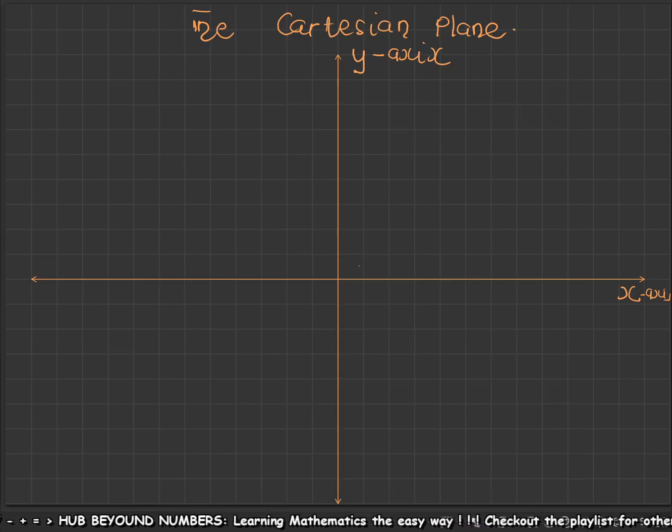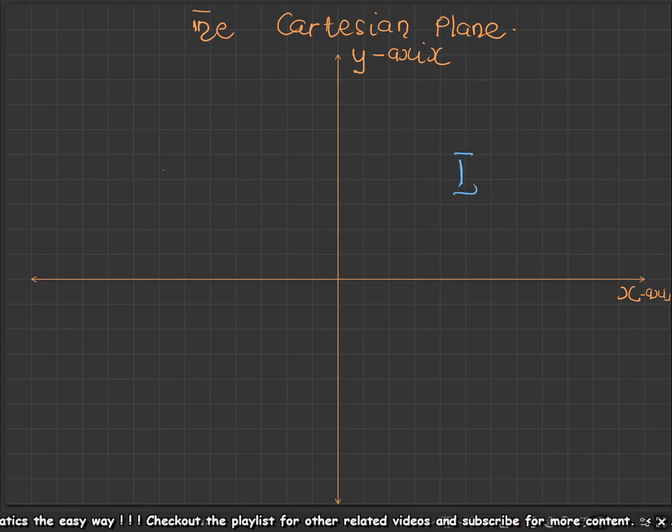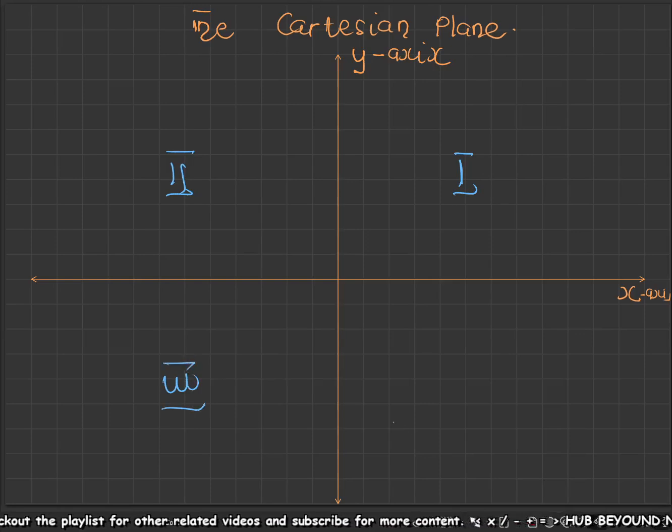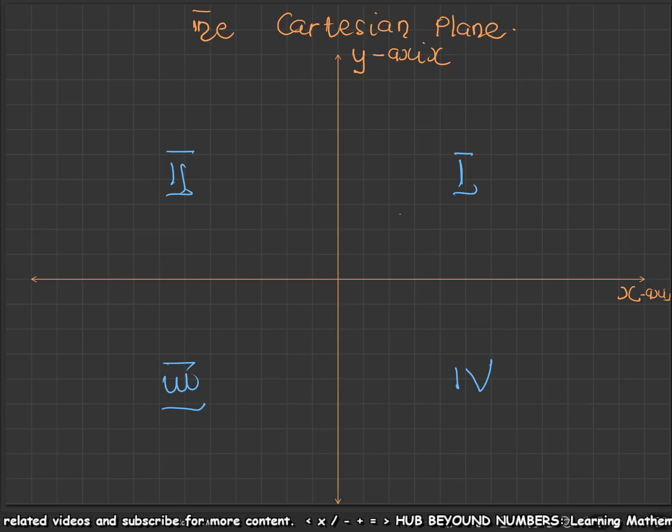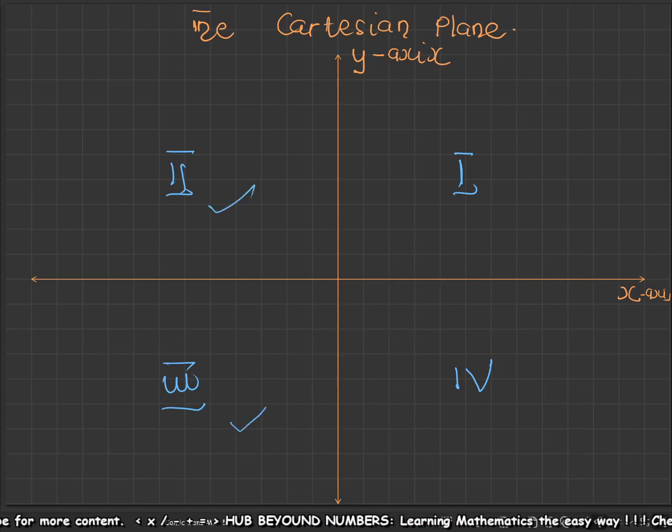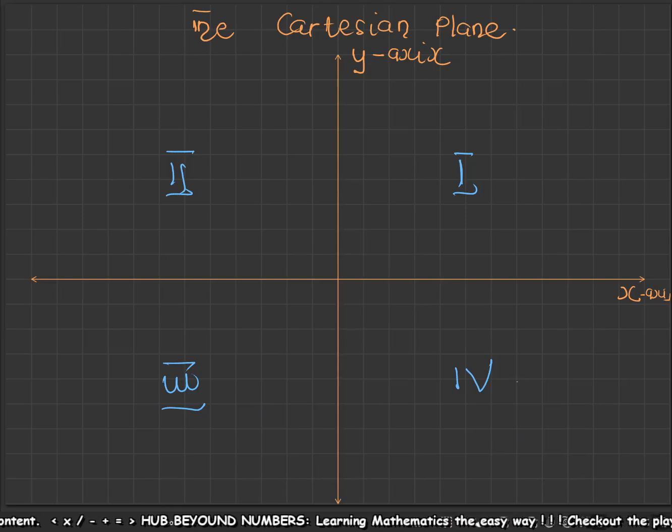Now, the plane is divided into 4 quadrants. This here is your first quadrant. This here is your second quadrant. You have your third quadrant here, and then your fourth quadrant here. Take note of how it is. That is anti-clockwise. So this is your first quadrant, your second quadrant, your third quadrant, and then your fourth quadrant. Let's look at the numbers in each quadrant.